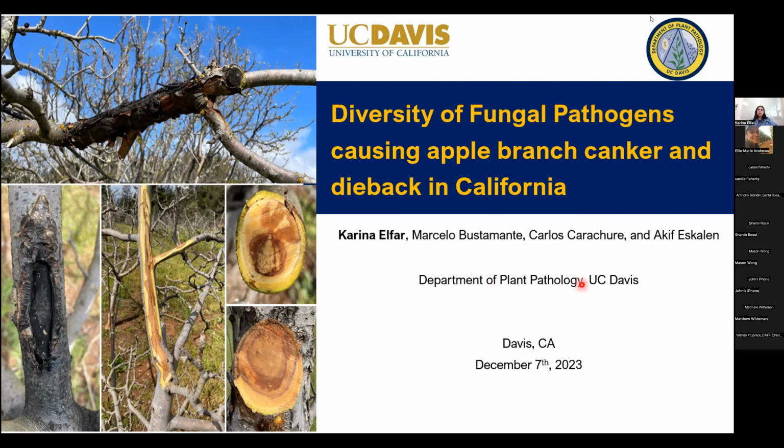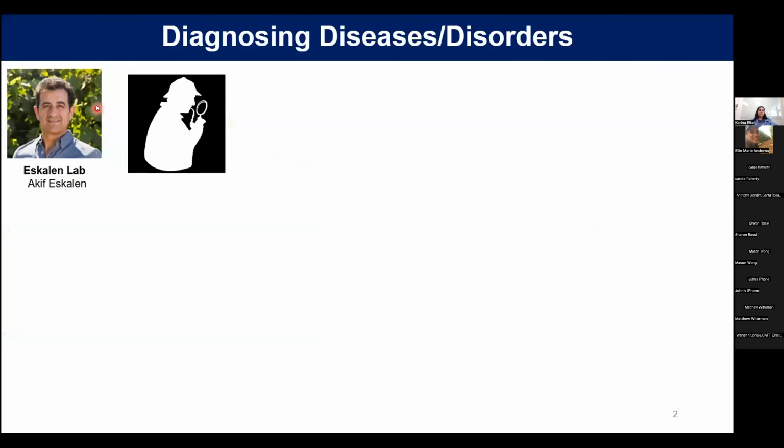This presentation is about work that we have been doing on the diversity of fungal pathogens causing apple branch canker and dieback in California. This is an investigation that we have been doing for about 3 years, since 2021, collecting samples in different orchards. Here is a little introduction about our lab in case you don't know it.